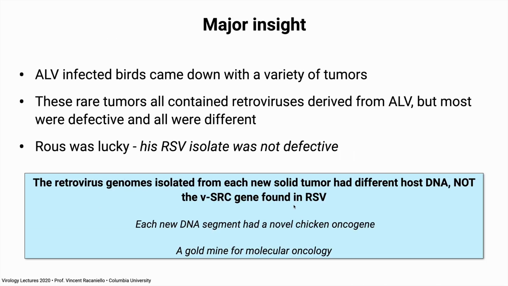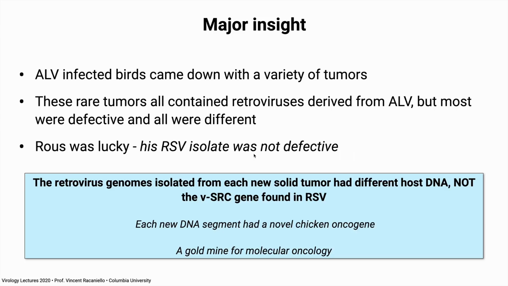So what's the major insight? So birds infected with ALVs, they get a variety of tumors. And if you take different birds, you can isolate different tumors from different birds. They all contain retroviruses derived from ALV, but most of them are defective. They're all different, and they've picked up different oncogenes. And as I said, Rous was lucky. His isolate was not defective.